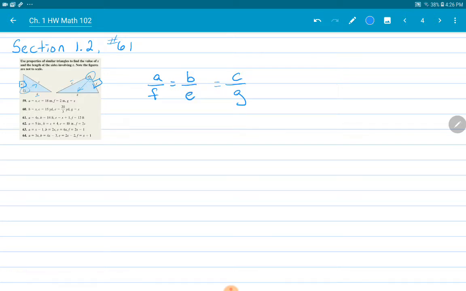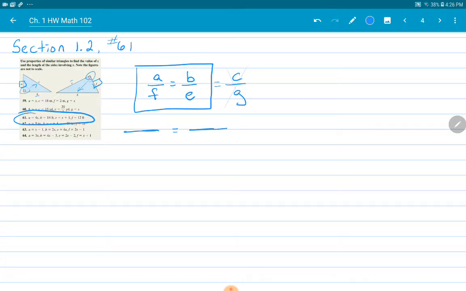All right, so I got my proportion set up for these two triangles, and we are going to do number 61 here. So that has A, B, E, and F, which is this part of the proportion, so we don't really need the C over G for number 61, but we will use it for those other problems. So for number 61, let's plug in what we have here. So I have a proportion. I'm going to set that up.